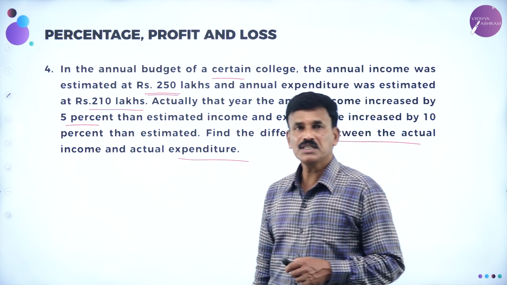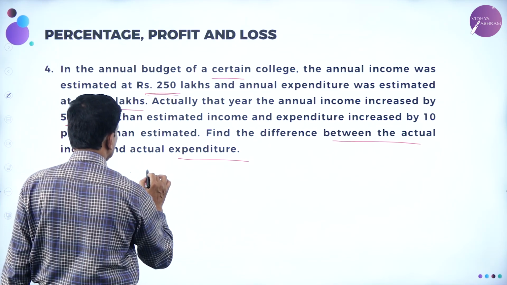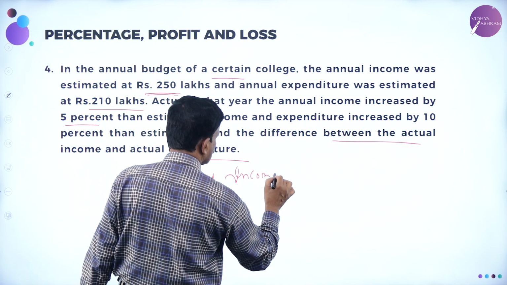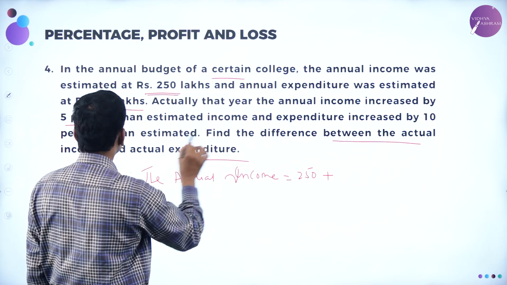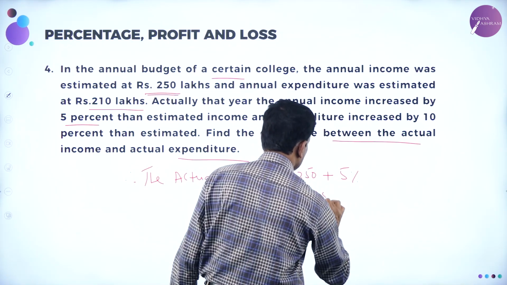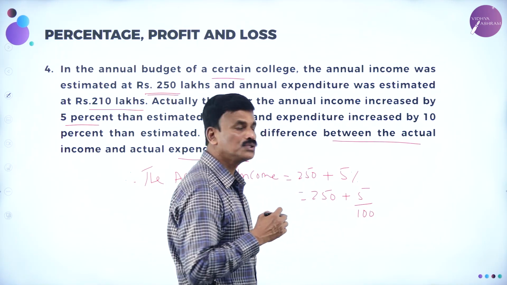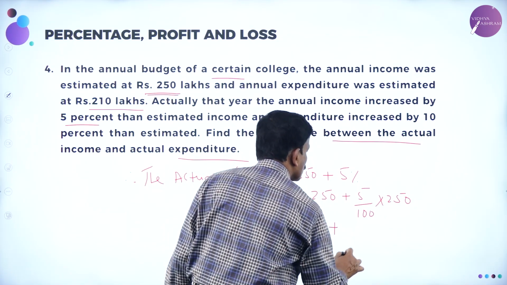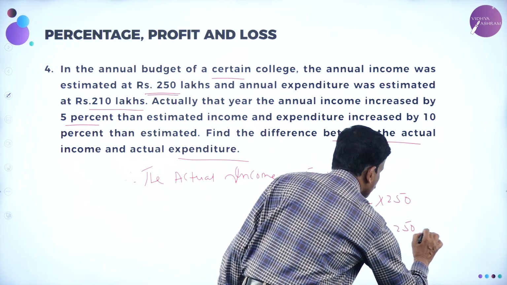Okay. Now what is the actual income then? In the beginning the income is 250. So the actual income is equal to 250 lakhs plus, actually that year the annual income is increased by 5%, that is nothing but 250 plus 5 by 100 of 250. Now what is this equal to? This is equal to 250 plus 1250 divided by 100. That's equal to 250 plus 12.5.